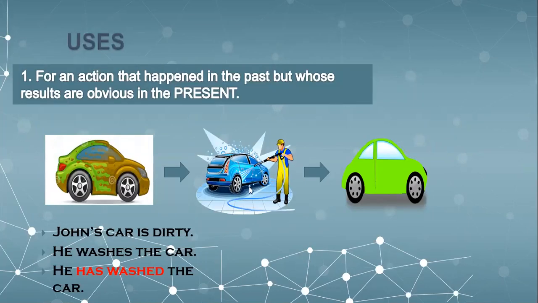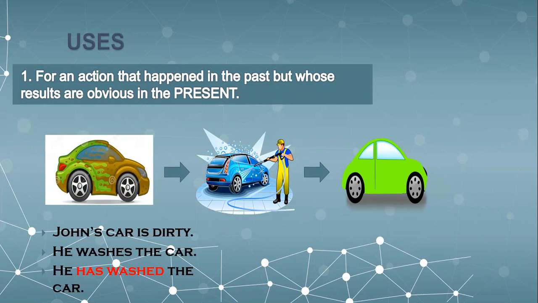Okay? So we can say that this action took place in the past, but the result of it is showing in the present. We can see a clean car, but the clean car isn't clean by itself, because in the past something happened which is cleaning it. So the past action here is cleaning the car, and the present result is the clean car. When we look at the clean car, we say he has washed the car. Okay, so this is the first use.